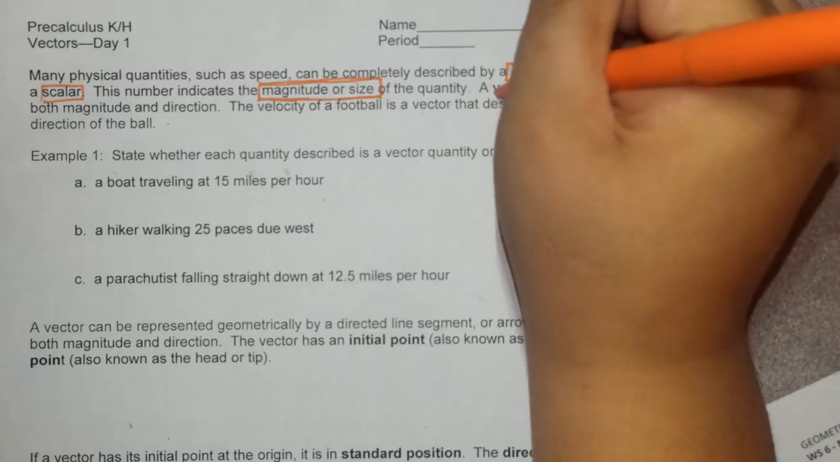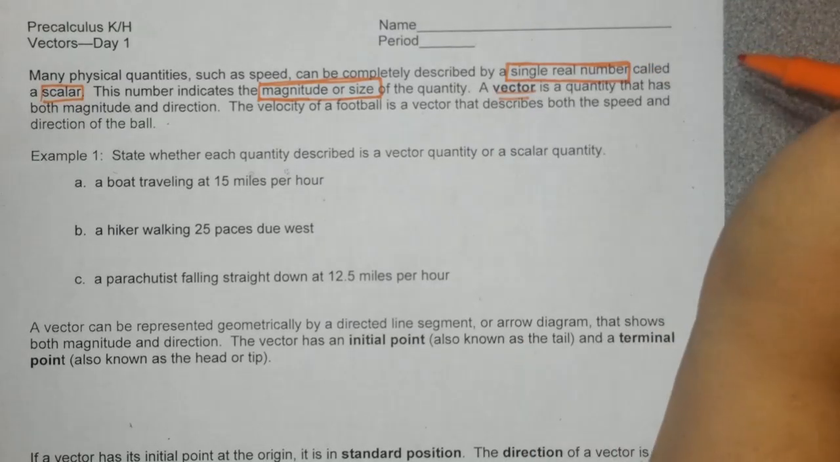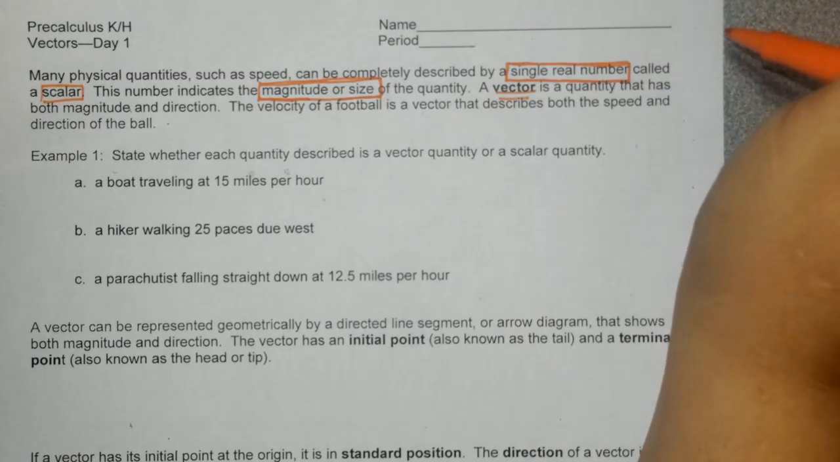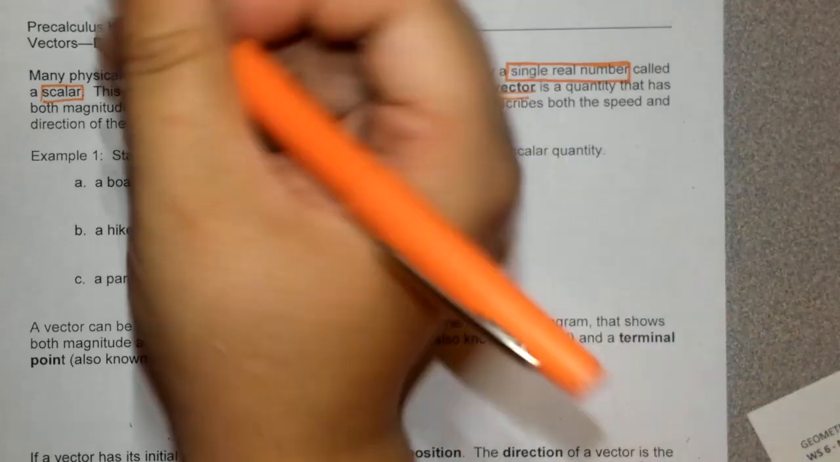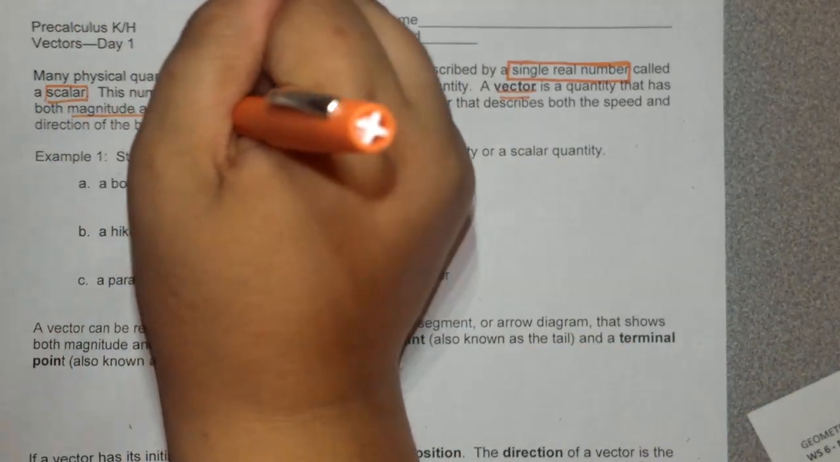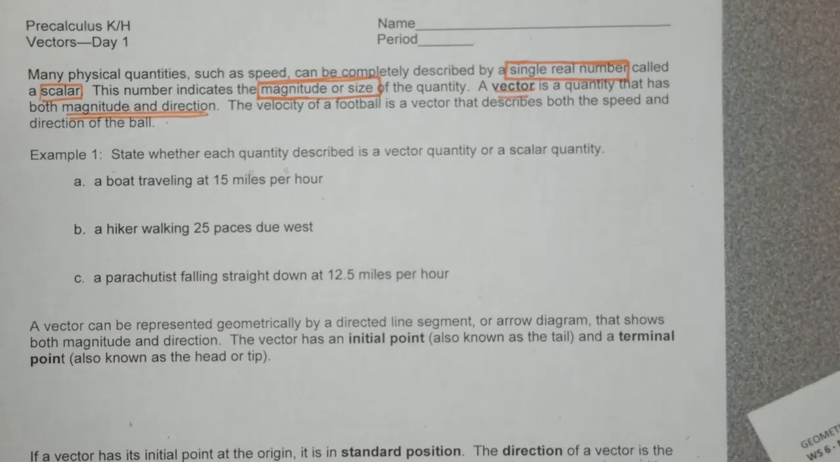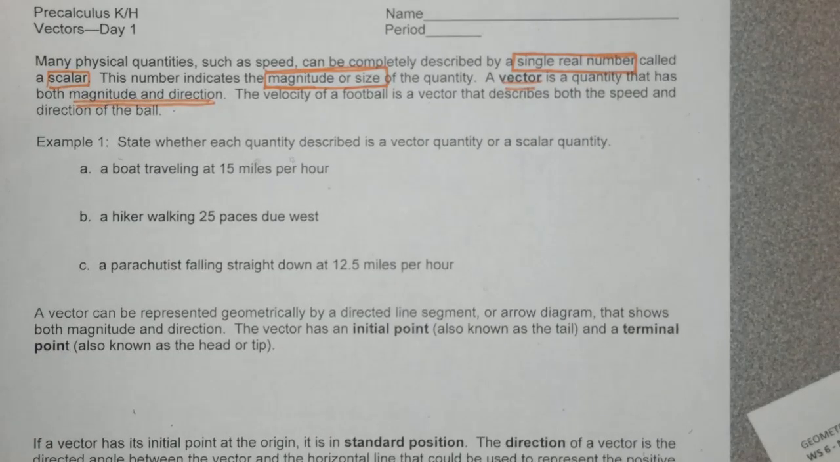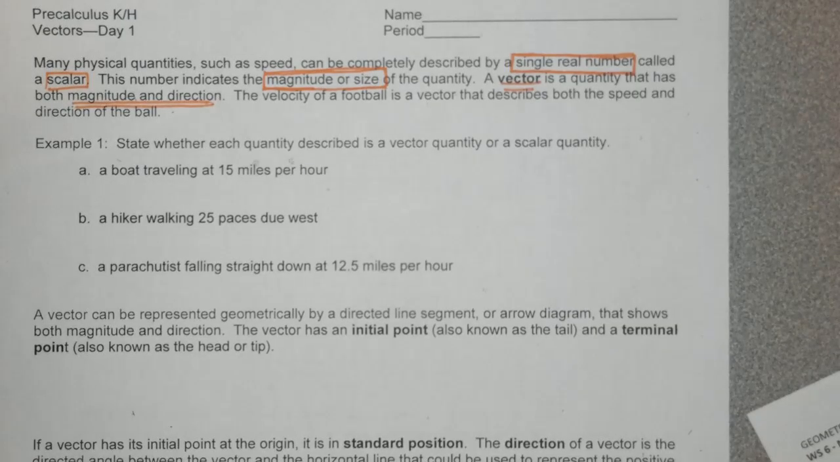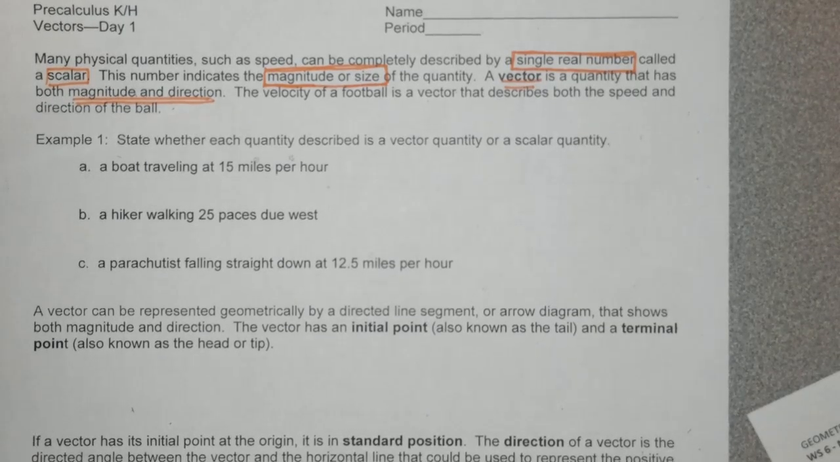A vector, I'm going to double underline vector, is a quantity that has both, what did Vector say in Despicable Me? Magnitude and direction. So a vector is two things, a magnitude and a direction. You do not need your computers open, if y'all can close them so they are not a distraction, please.